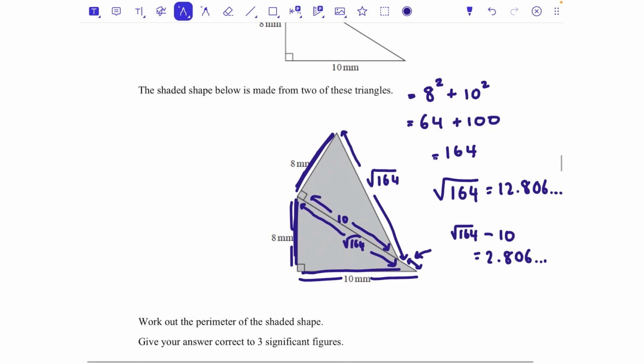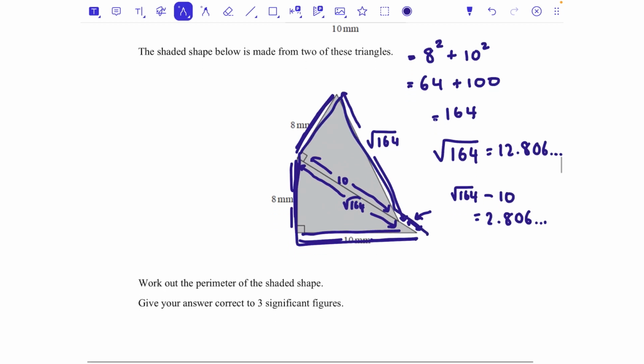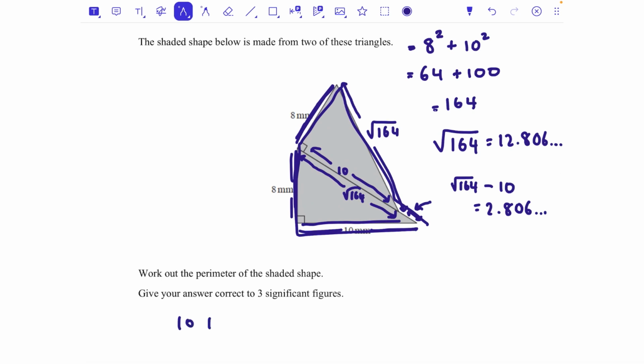I'm then just going to add all of that together. So the perimeter is the distance all the way around the outside. So we need to do 10, add 8, add 8, add that answer, add that answer. So let's put that all together. 10, add 8, add root 164, add, this bit also has a third form, but I'm just going to put 2.806. And then I'm going to keep this as the answer in my calculator.